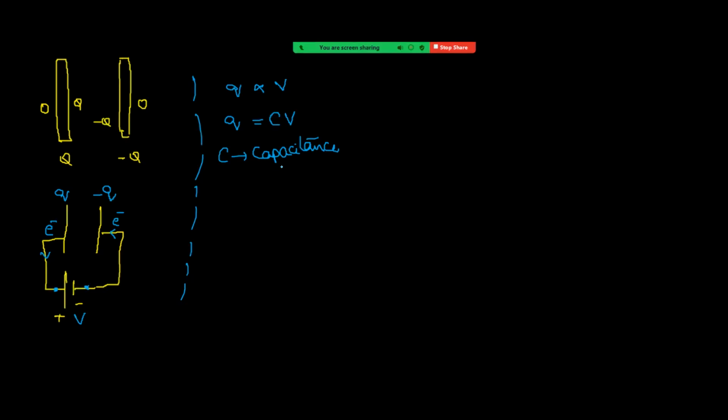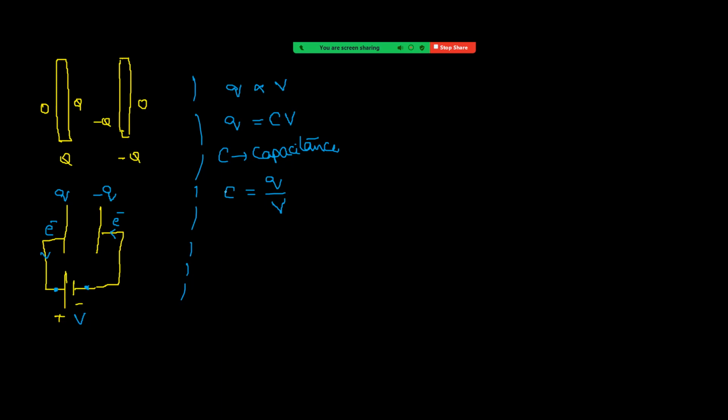Capacitance, or capacity, is the capacitance of that capacitor. A capacitor is a device which stores electric potential energy and electric charge. And this is its capacitance. It is defined as C equal to Q by V, where Q is the charge on the capacitor and V is the potential difference.